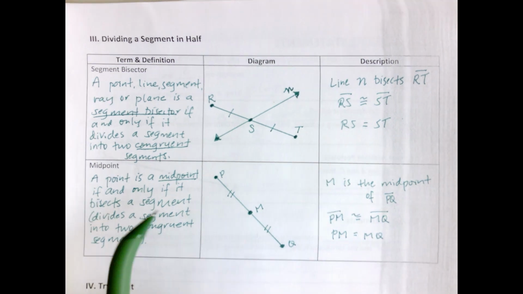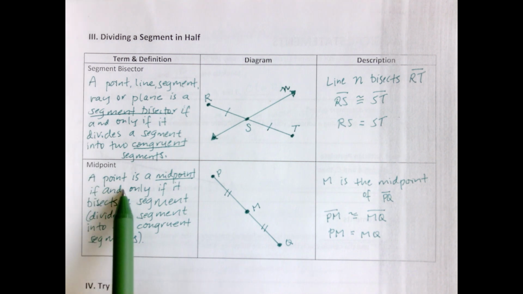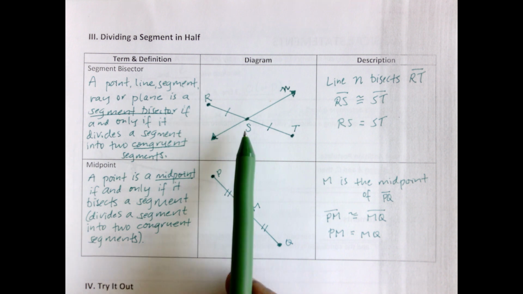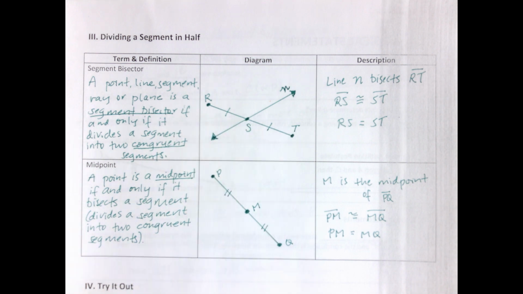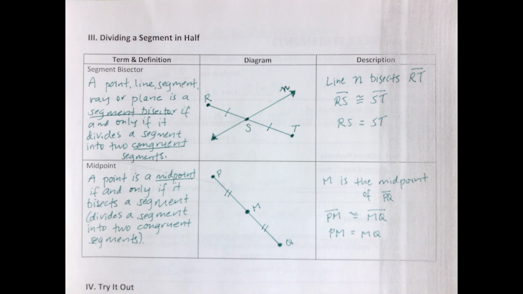What's a midpoint? A midpoint is a point that bisects a segment, okay? So it is a point that sits right smack in the middle, in the center of a segment, or you'll see it'll be in the center of other objects in some cases. And it is that point, much like S, where the two segments are split into two congruent parts, okay? So a point is a midpoint if and only if it bisects a segment or divides a segment into two congruent segments, okay?